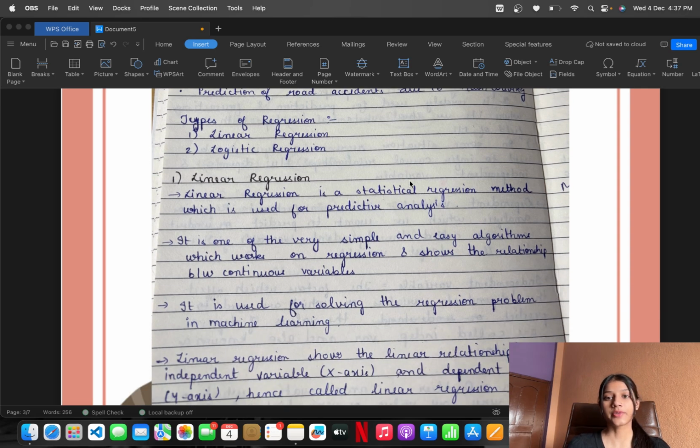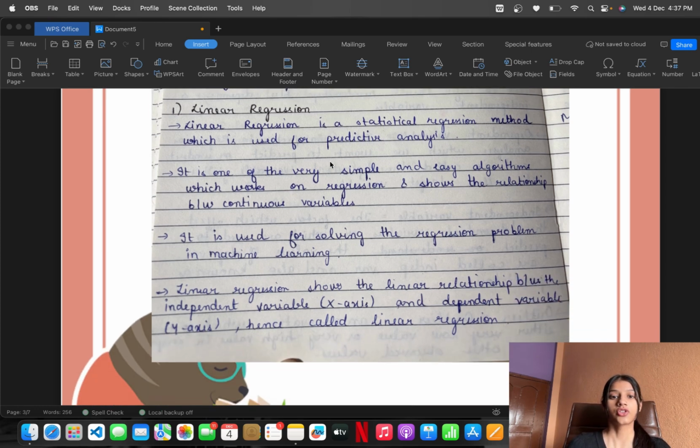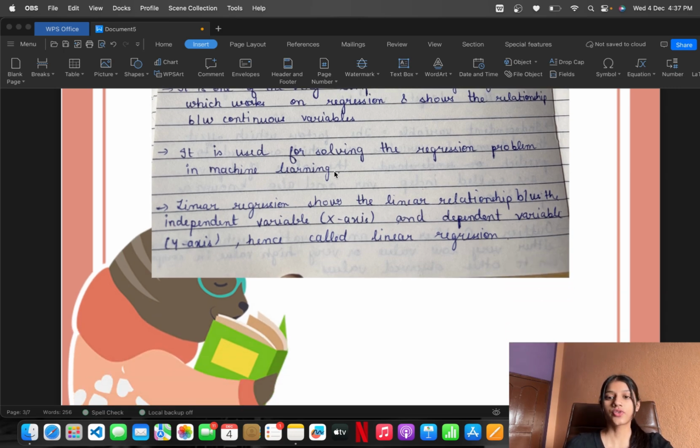Now there are many types of regression like polynomial and multiple, but here we are discussing linear regression and logistic regression. So what is linear regression? It is a statistical regression method which is used for predictive analysis. It is one of the very simple and easy algorithms which works on regression and shows the relationship between continuous variables. It is used for solving the regression problem in machine learning. Linear regression shows the linear relationship between the independent variable on the x-axis and the dependent variable on the y-axis, hence it is called linear regression.